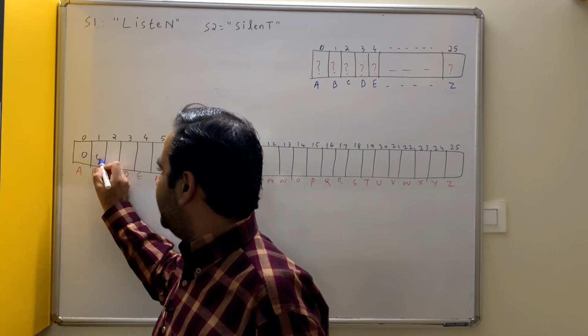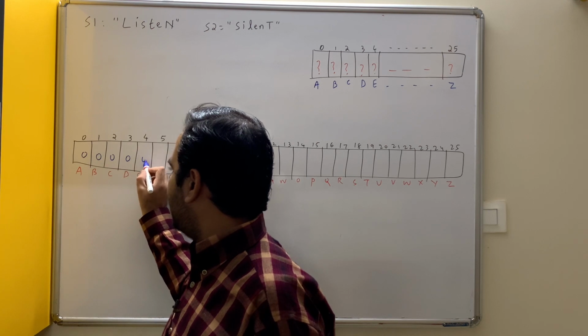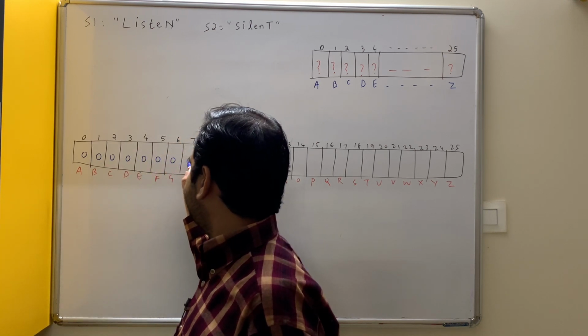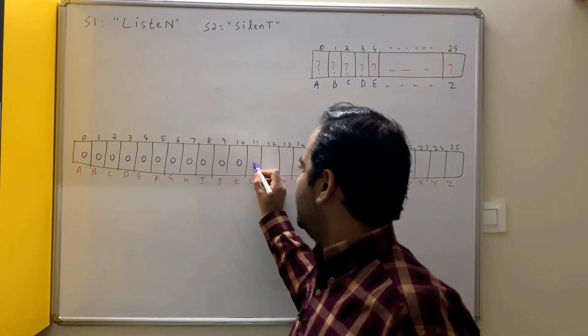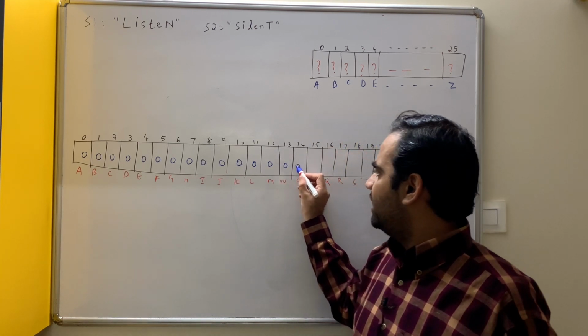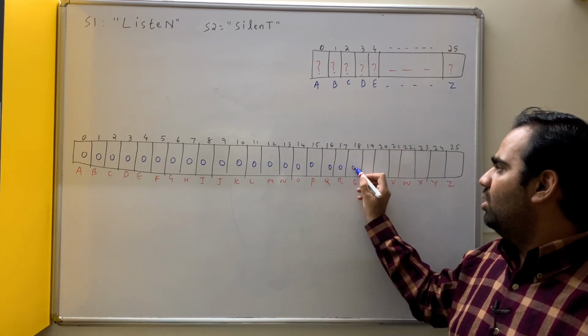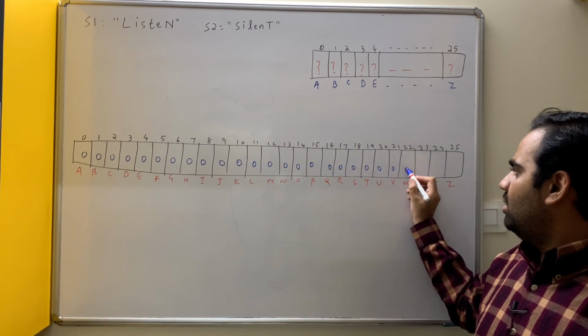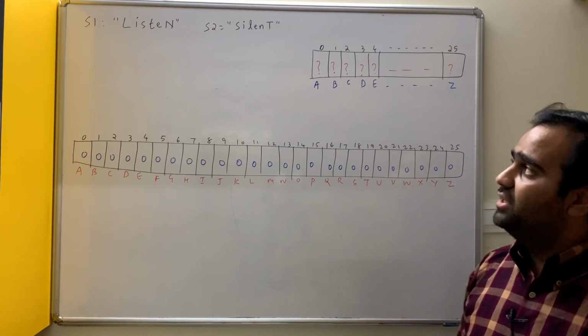Now what should be the initial count? We will take initially the count of all the characters to be 0. Now these are all 0, all these are 0.